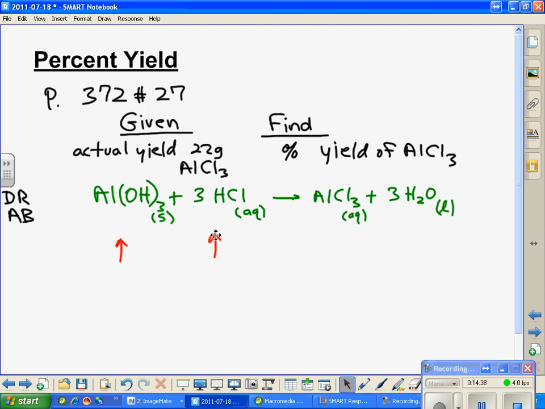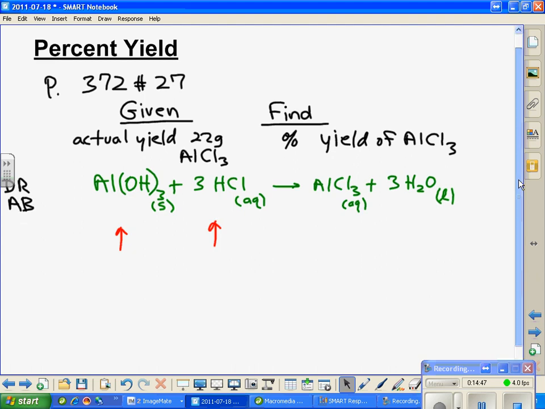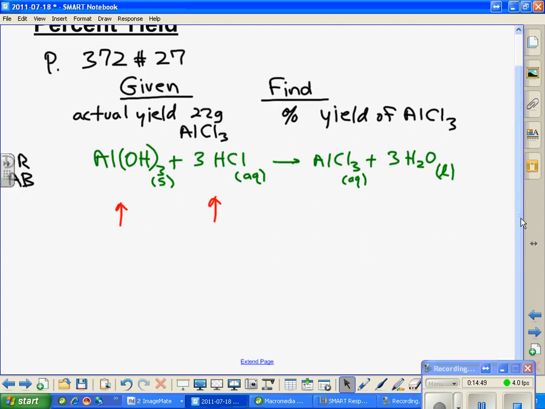So we come up with something called percent yield. Percent yield says, hey, I've got to figure out something here about what's going on. If I'm not getting 100% of the stuff turning into product, how much am I getting? Well, we're going to find out. So let's take a look at this more carefully.